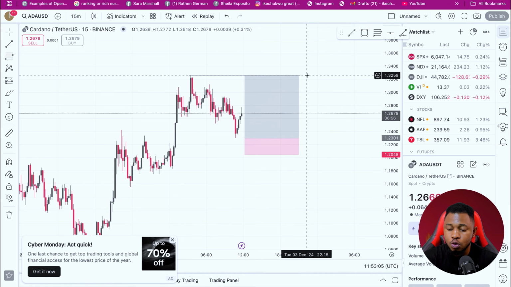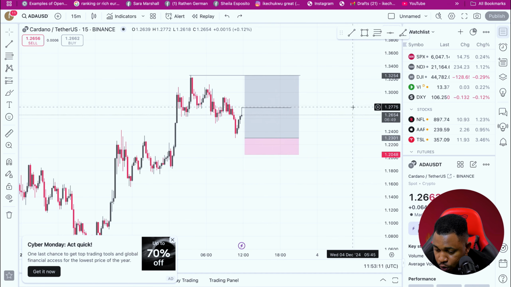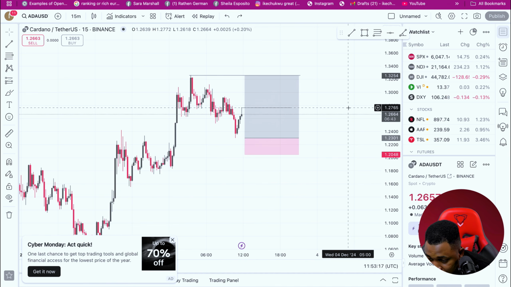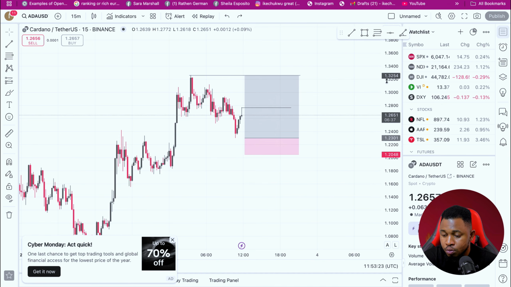But you can still choose to set your TPs if you actually want. Now let's bring back our take profit 1. So what is our take profit 1? This is it right here, which is 1.2. Look at the line, the black line right here, which is 1.2765. What is our take profit 2? Our take profit 2 is 1.3254.